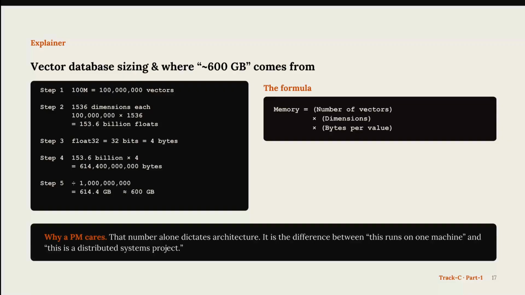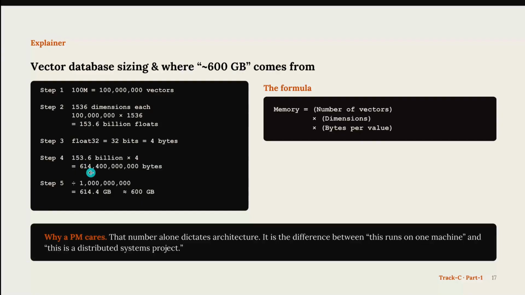So if there were 100 million vectors times 1536, we will need 153 billion float numbers, and each float is 32 bits, which is 4 bytes. If you multiply this, we approximately get 614 GB, or 614 billion bytes, approximately 600 GB.